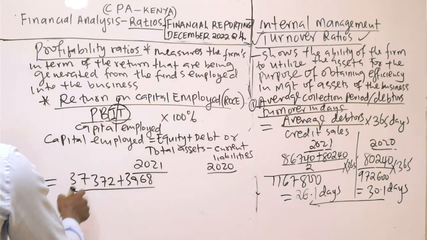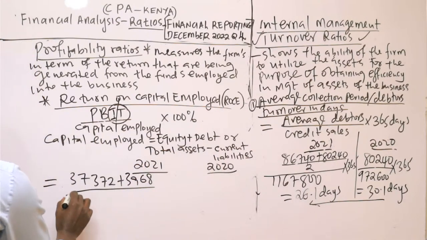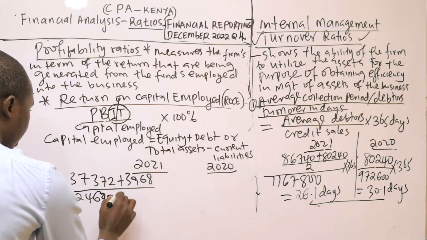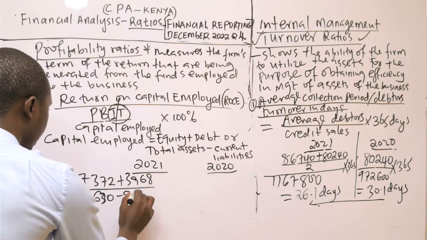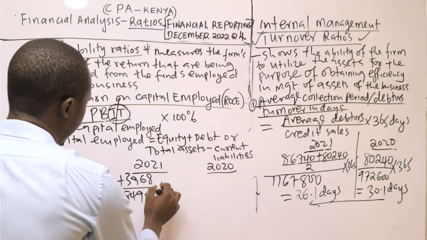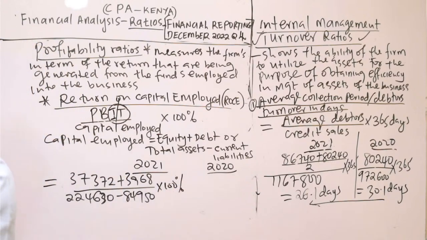Then capital employed, I would take total assets and minus current liabilities. Total assets is 224,630 minus 84,950, times 100%.